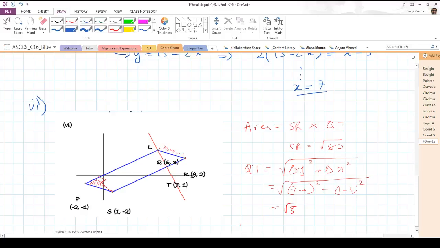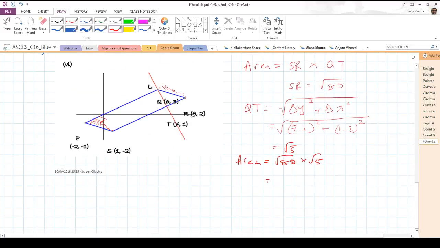And so therefore the area is the square root of 80 times the square root of 5. If it's non-calculator and you want to tidy that up, this is simply 16 times 5, and therefore square root of 5 times 5 is just 5, square root of 16 is 4, and that should therefore give us 20. Is that okay?